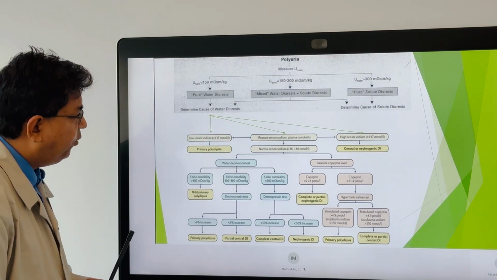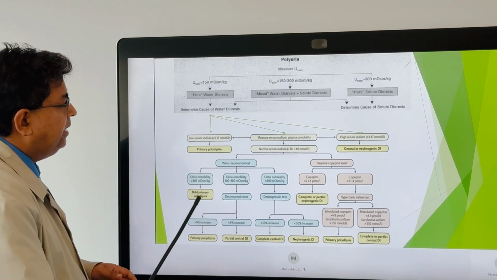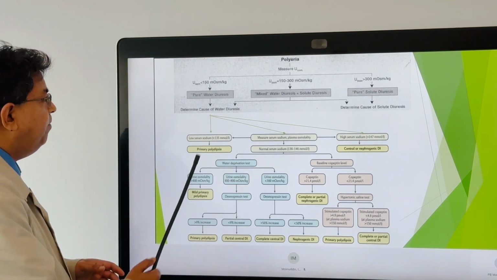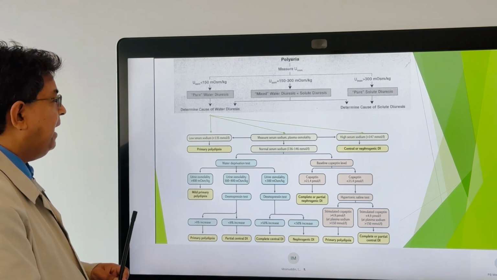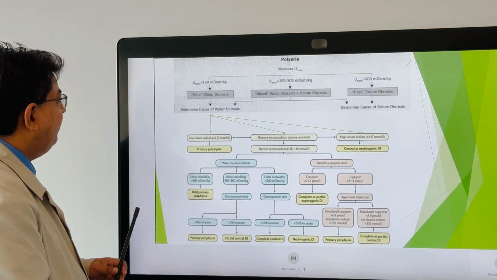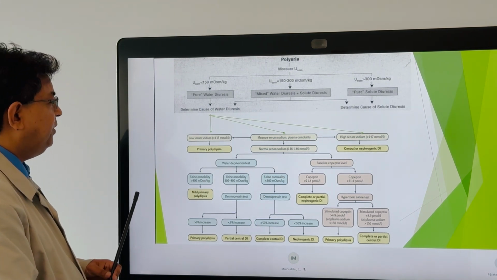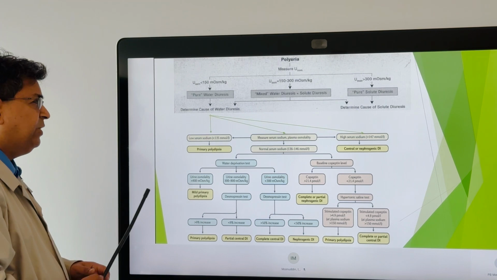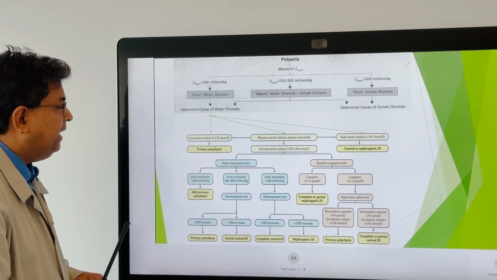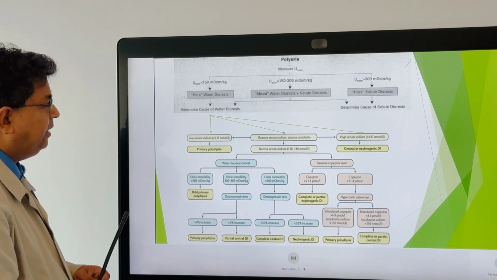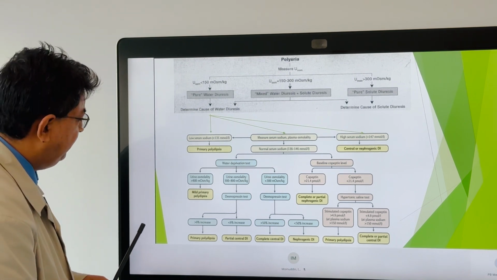If you have polyuria, then you should break it down into water diuresis, solute diuresis, or mixed water plus solute diuresis. The way to do that is by looking at the urine osmolality. If the urine osmolality is less than 150 milliosmoles per kilogram, it's a pure water diuresis. If it's greater than 300 milliosmoles per kilogram, it's a pure solute diuresis. And if it's between 150 to 300 milliosmoles per kilogram, it's generally a mixed water diuresis plus solute diuresis.